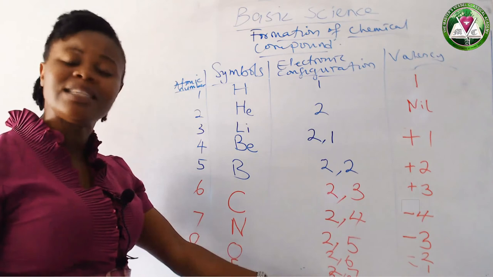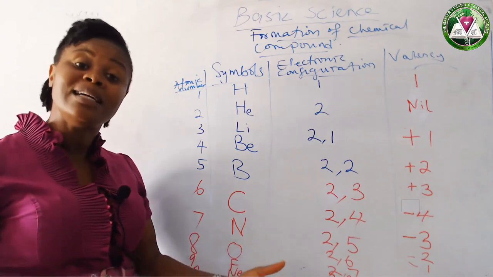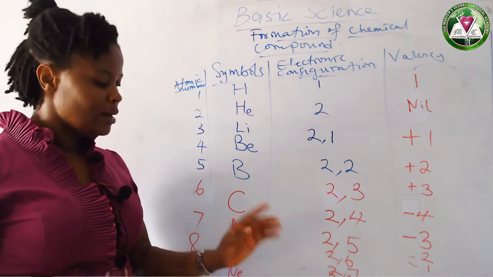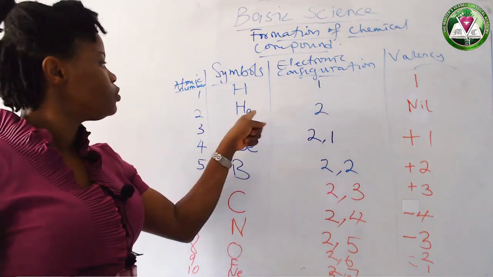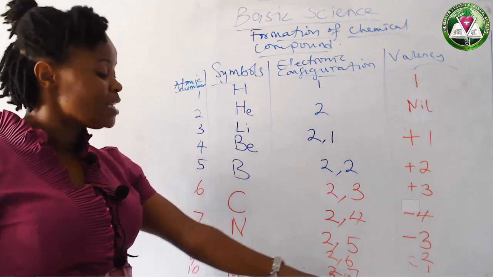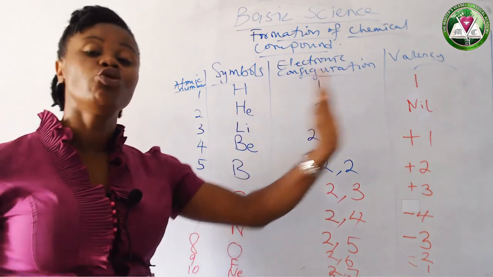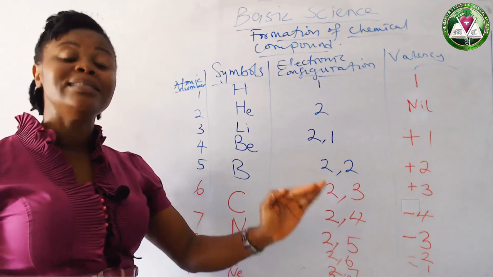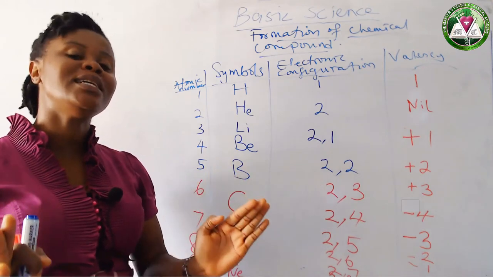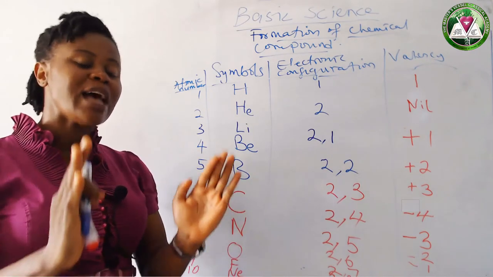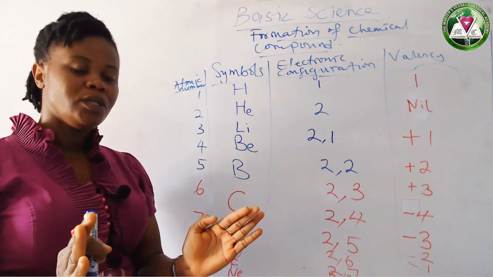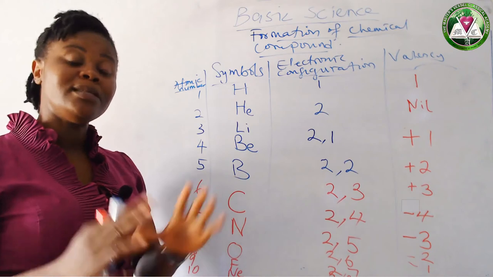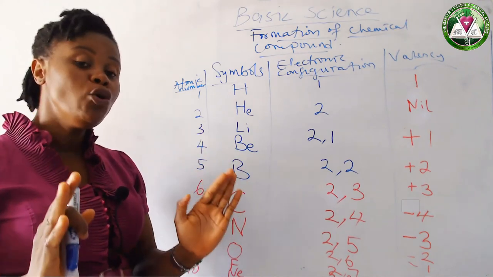So we also classify this as those elements that are highly unreactive. Like I said when I was talking about helium, if I'm to classify this element now, I'll take it to group O. Group O elements are elements that have completely filled shells. Their shells are completely filled. They don't need to react with another element. That's why we call them noble gases.